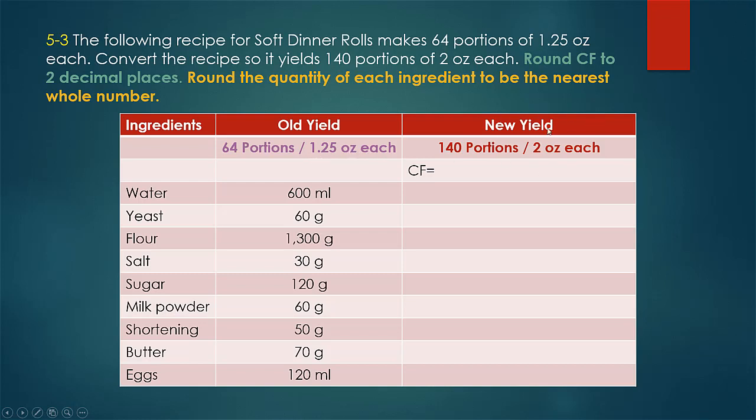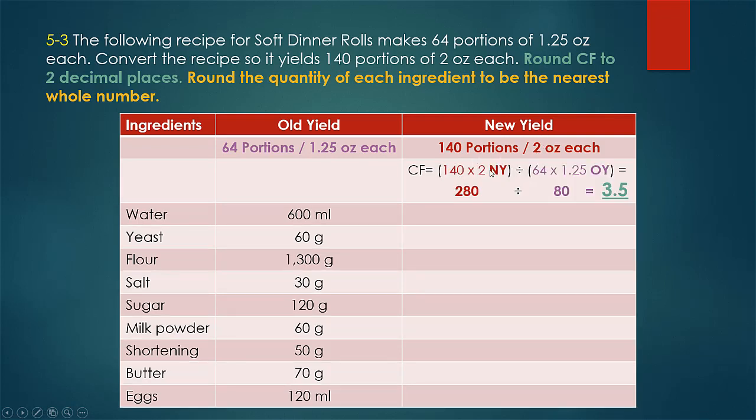But now my new yield, I want 140 portions, and I want them to be 2 ounces in size. So not only do I want more portions than my original recipe, I want a bigger dinner roll than what my original recipe makes. Luckily, it's just one easy step, and the rest of the way is the same thing. I still need to divide my new yield by my original yield. But the extra step is I'm going to multiply the amount of portions I now want by the size of the portions that I want.